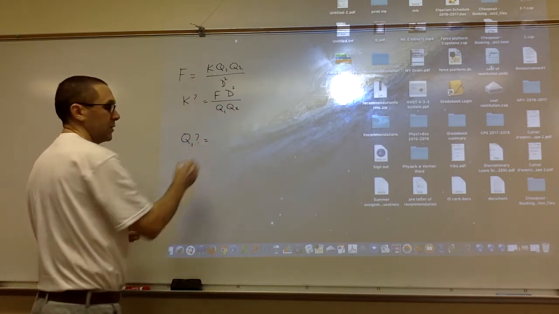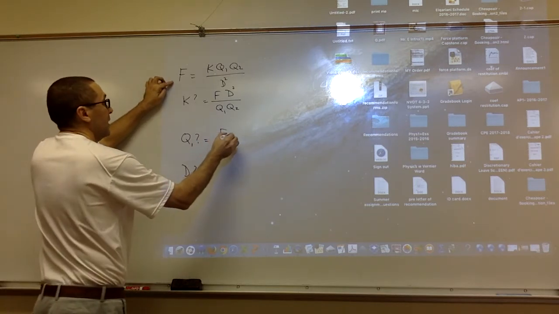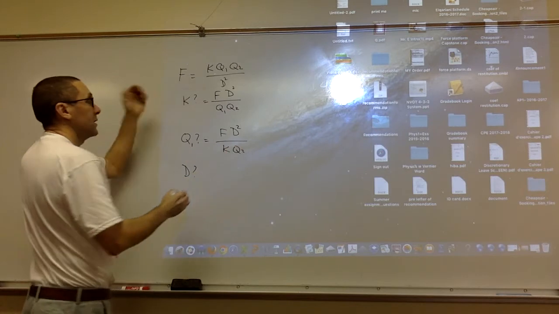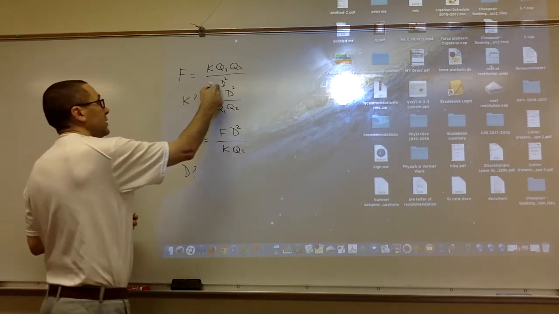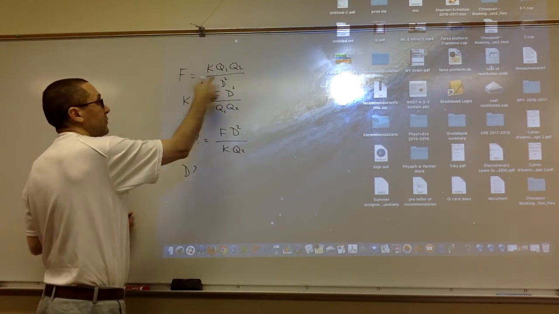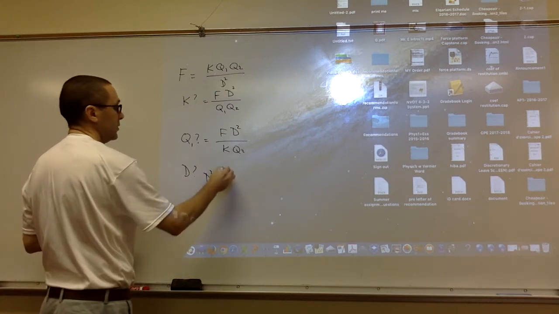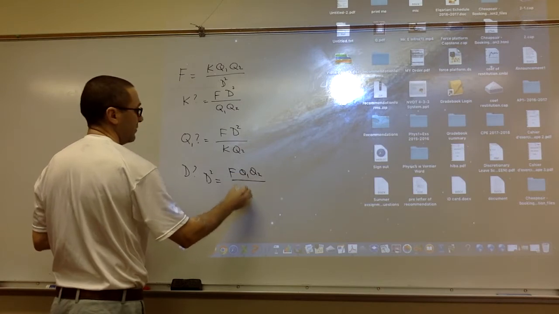If I want to solve for Q1, I do the same thing. F D squared over K Q2. Now the tricky part is that you have to be super careful about how to solve for D. So D will come up here, D squared will come up there, F will come down there. So this is what we have. D squared, I'll do it slowly, equals K Q1 Q2 over F.